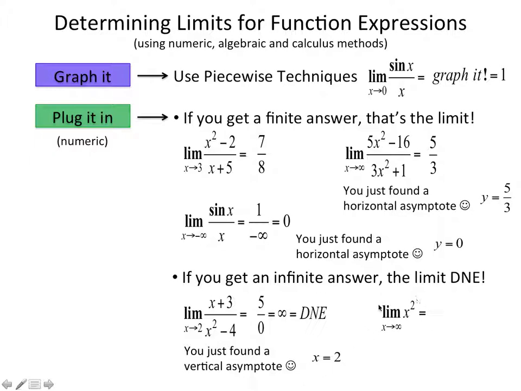So how about this one? Can we plug in infinity and square it? And the answer is yes, we can. We just still get infinity. So this limit doesn't exist. It's not an asymptote because we have no denominator. This is a parabola. We know that when we get really large values of x, we just get really large values of y. So this thing just keeps going up and up and up. So that's an infinite limit, or it does not exist, or it's undefined. Again, any of those answers would be just fine.